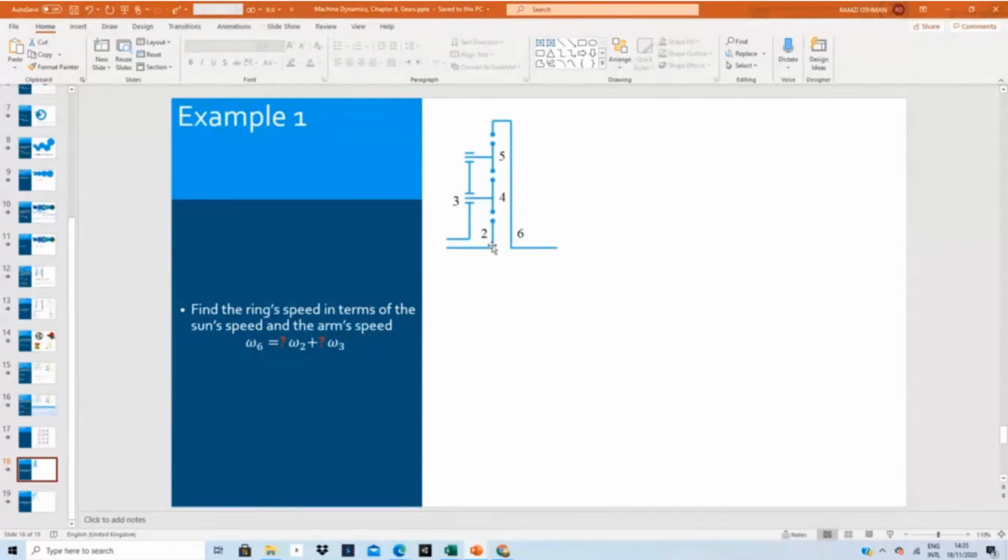Here I have the sun 2 connected to a planet 4, and planet 4 is also connected to a planet 5, and the planet 5 will be connected to a gear 6. Now both 4 and 5 are supported by the same arm 3 here. Always in epicyclic gear trains we have one arm, and this arm will support the axes of all planets. So all planets have their axes supported by the arm.